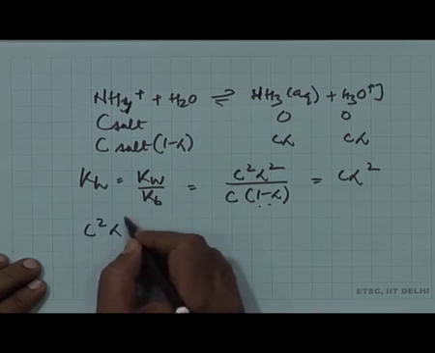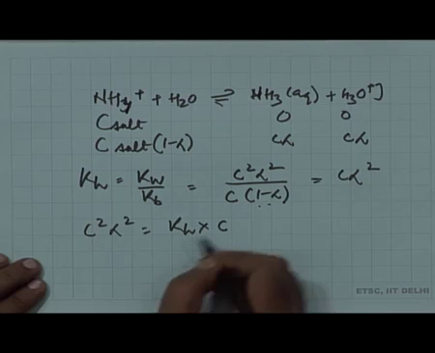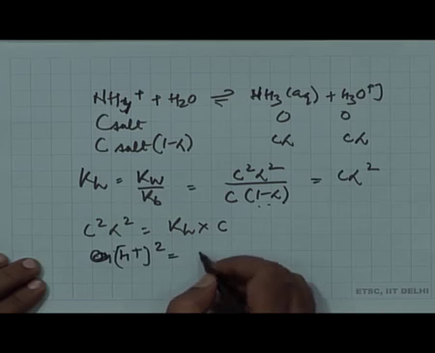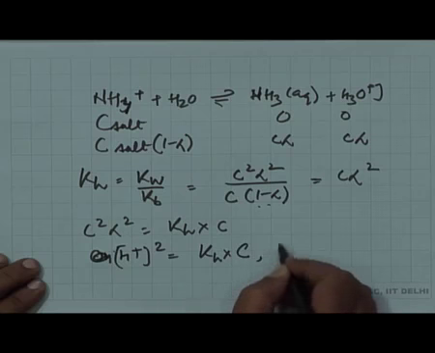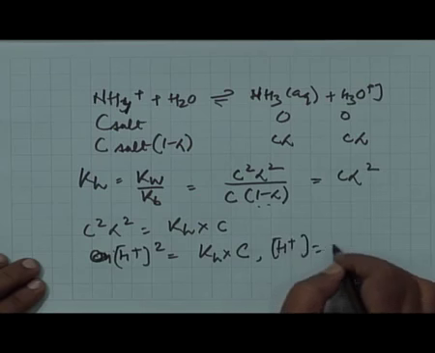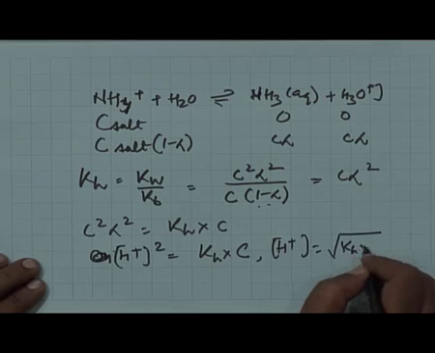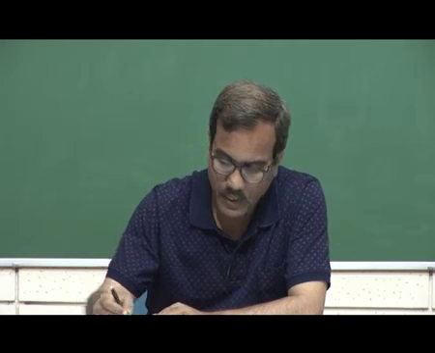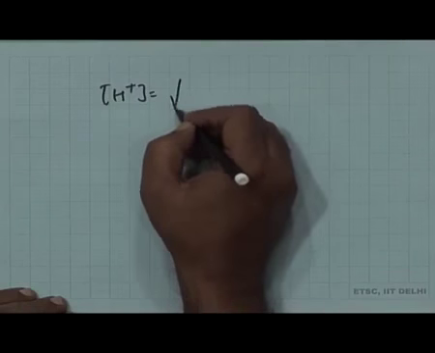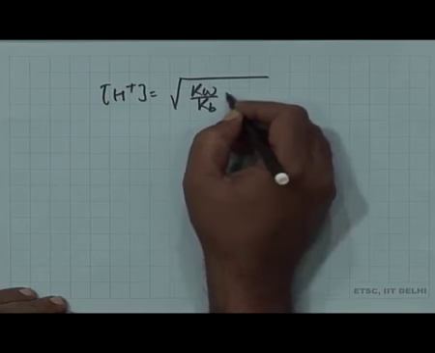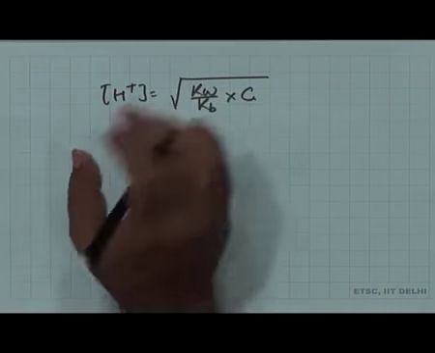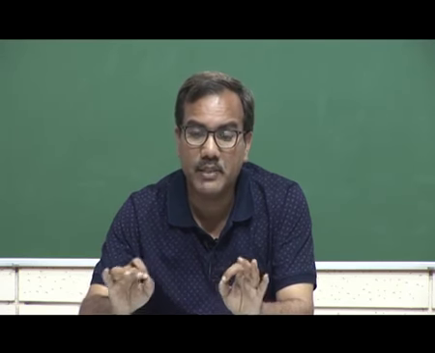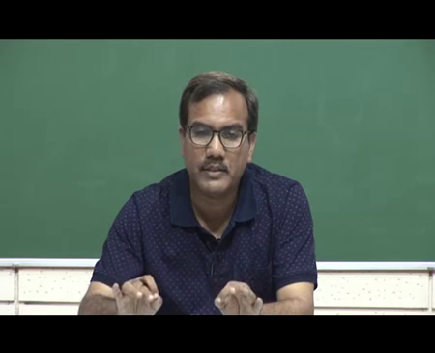So, C alpha squared is simply Kh into C, and this is nothing but H plus ion squared or H3O plus squared, and this is your Kh into C. So, H plus ion concentration can be calculated by taking the square root of Kh into C. And we know that Kh is Kw by Kb, into C. So, it is quite easy if you understand how to derive this equation, how the ions behave in the aqueous solution.